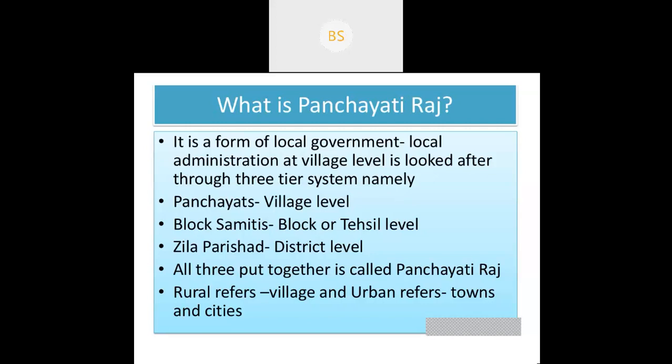Now, all these three levels put together are called Panchayati Raj. As we know, we sometimes say village level, and we say towns and cities. There is a certain name for that. Villages are called rural areas, and where the towns and cities come, it is known as urban areas.